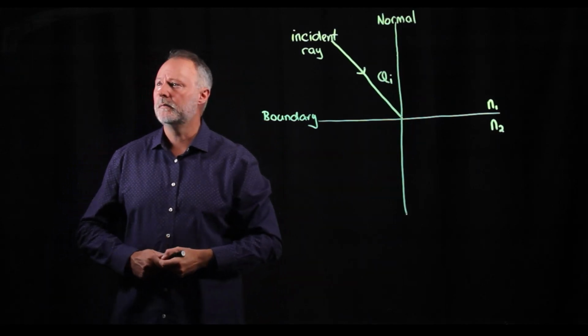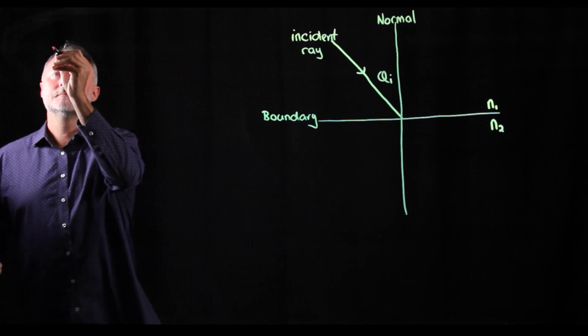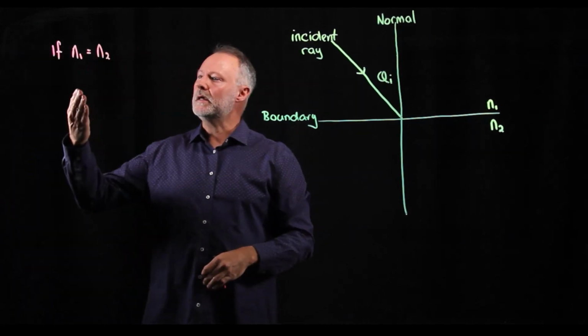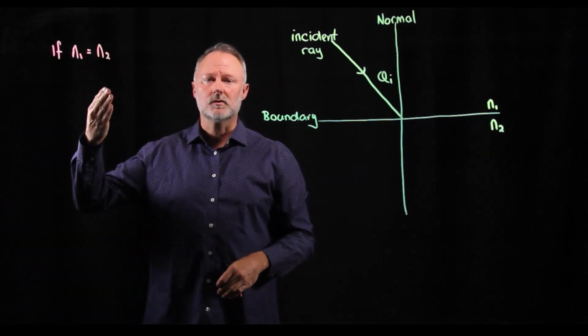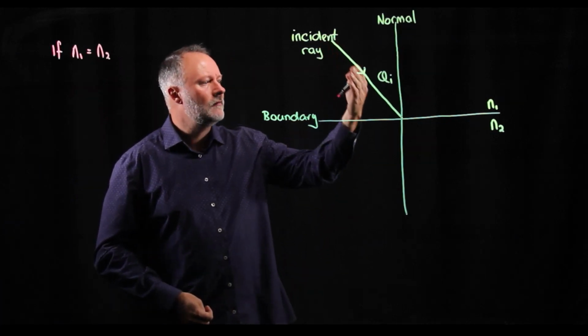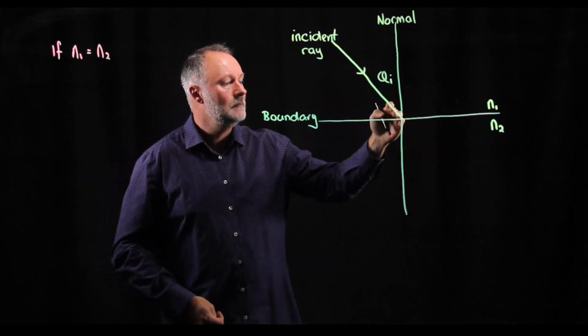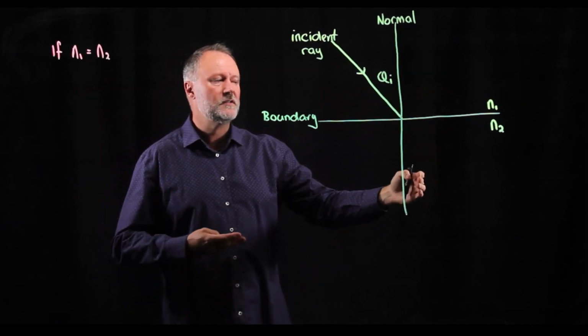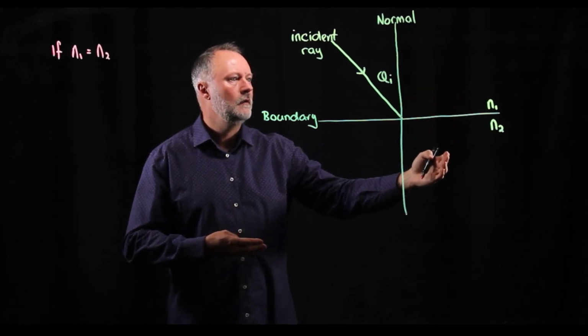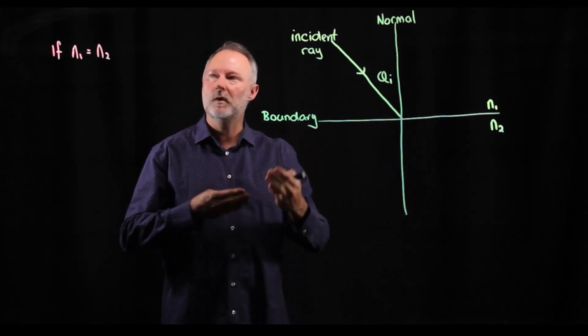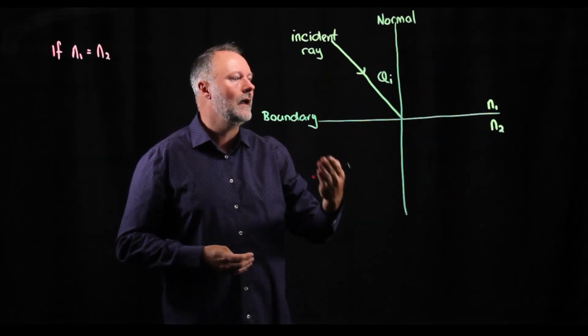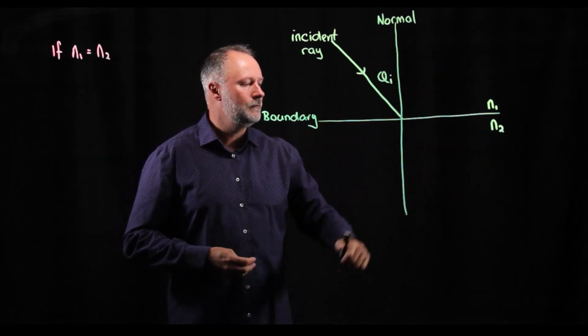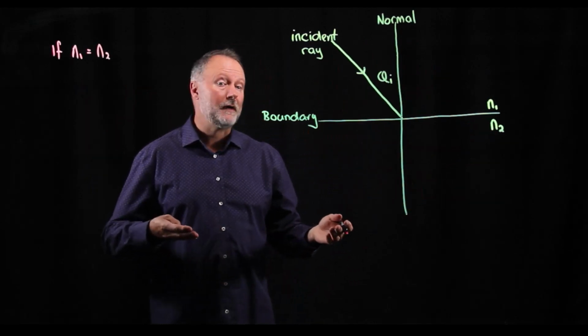So the first scenario. In the case where N1 is equal to N2, that represents a ray of light travelling from one medium into the same medium. For example, air into air. In effect, there is no boundary when N1 equals N2. It's just the one constant medium. Here's what the refracted ray would look like.